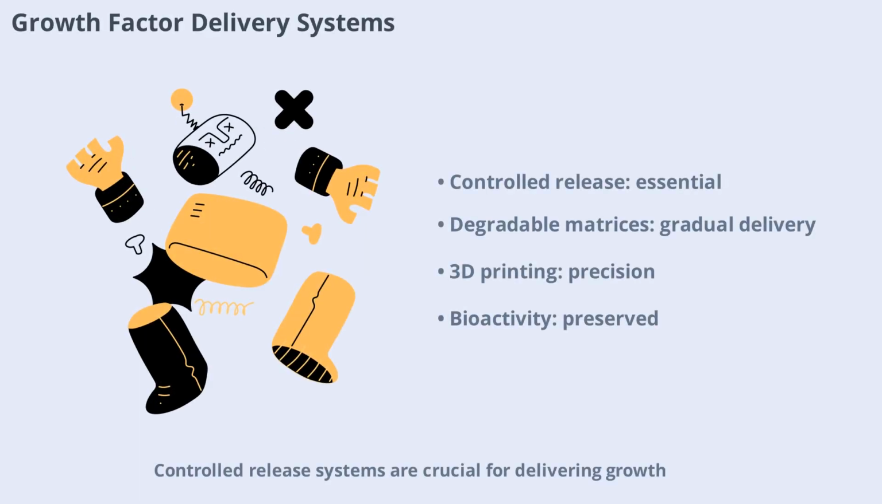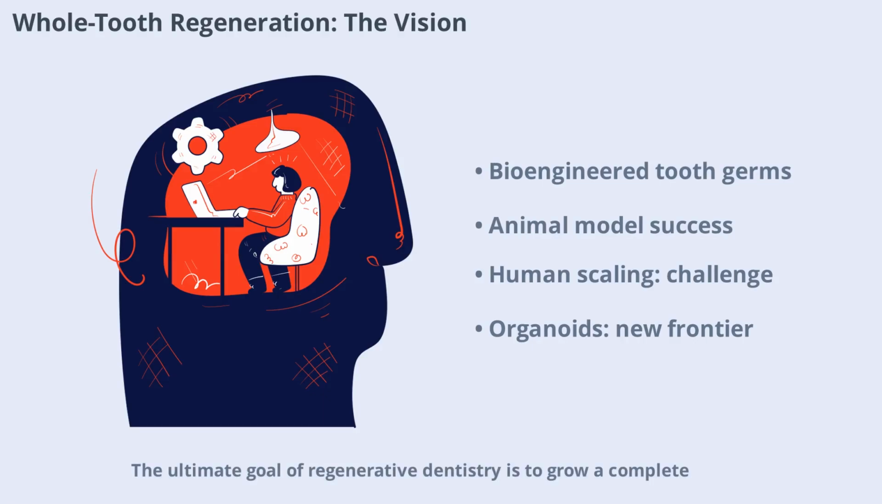Controlled release systems are crucial for delivering growth factors in a way that mimics natural development. Biomaterial scaffolds can be engineered to release signals gradually, using degradable matrices, heparin-based systems, or advanced 3D printing techniques. These technologies help avoid burst release, preserve bioactivity, and allow for the spatial and temporal control needed for complex tissue patterning.